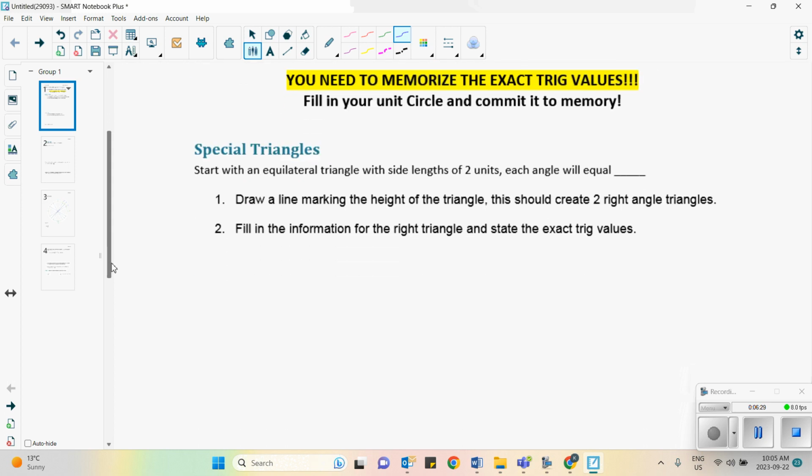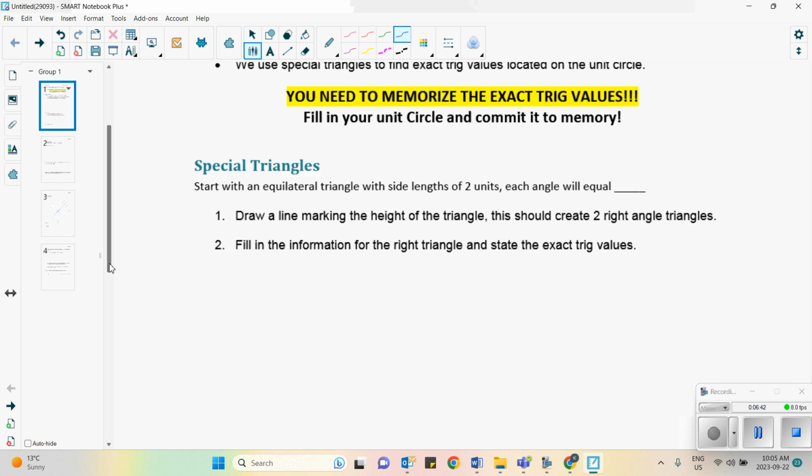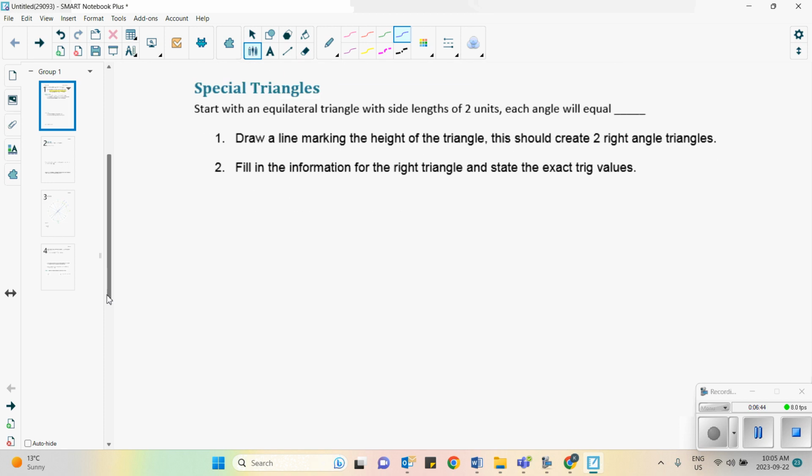Okay, special triangles. I do this in hopes to make the connection that you already have this information. Start with an equilateral triangle with side lengths of 2. Equilateral triangle, side lengths of 2. Can you guys draw me a picture? Equilateral triangle.